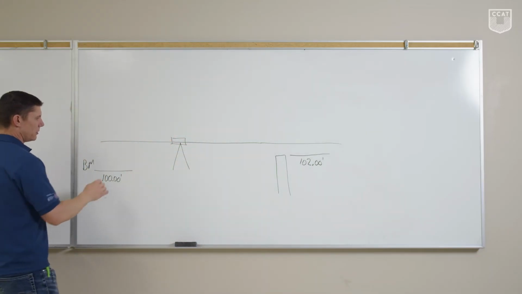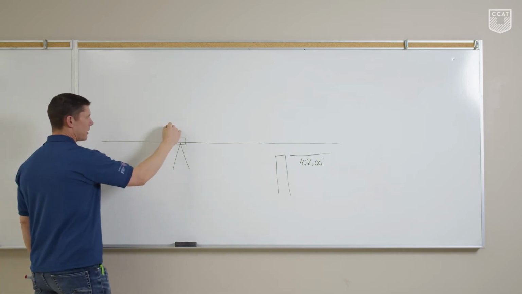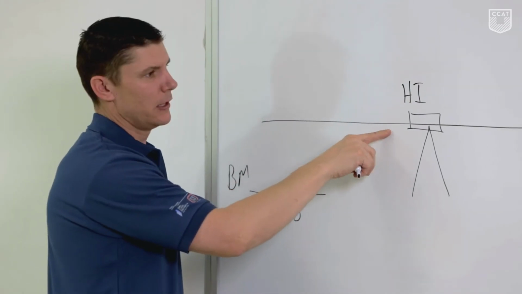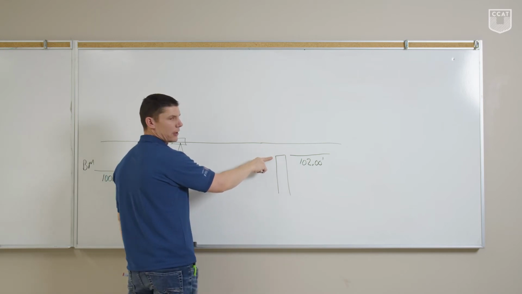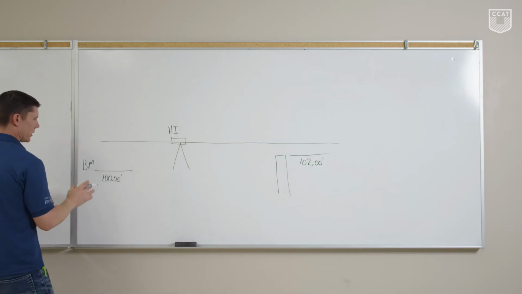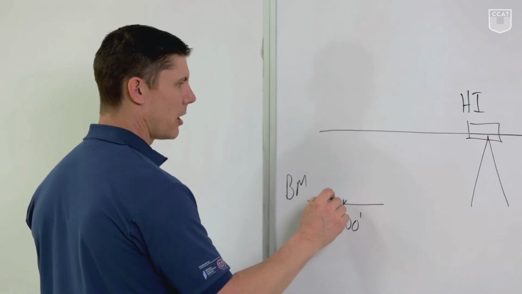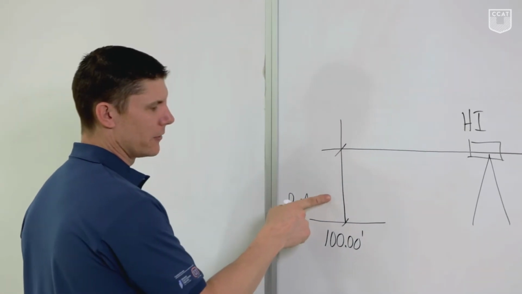Okay, so what we need to do is reference the height of our instrument, call that our HI. I'll figure out how to determine that in 1 minute, and then we're going to find the difference of the height of instrument down to that foundation wall to determine the height of it. So we've got our 100 foot above sea level. First thing we're going to do is get a measurement using our rod to determine our height of instrument.